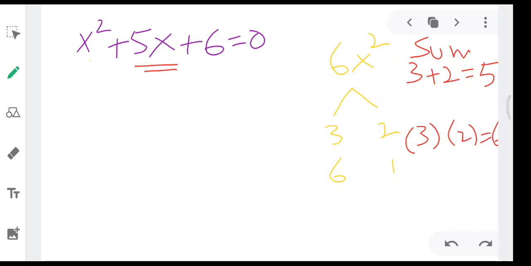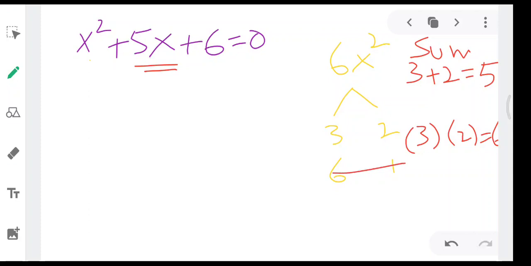Why can I not take 6 and 1? Because if I add 6 and 1, I'll not get 5. I'll get 7. So if I have 7 here, then I can take 6 and 1 also. If I multiply 6 and 1, I'll get 6, that doesn't matter. I'm getting the product, 6 ones is 6, but the sum I'll not get as 5. You should get both sum and the product. So we cannot take 6 and 1. These factors cannot be taken.